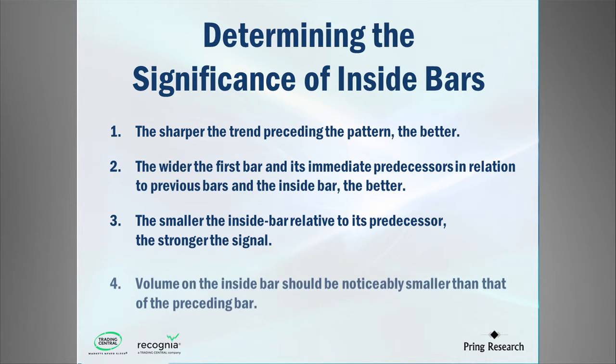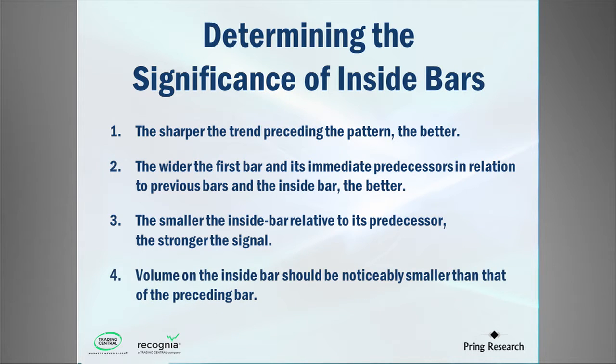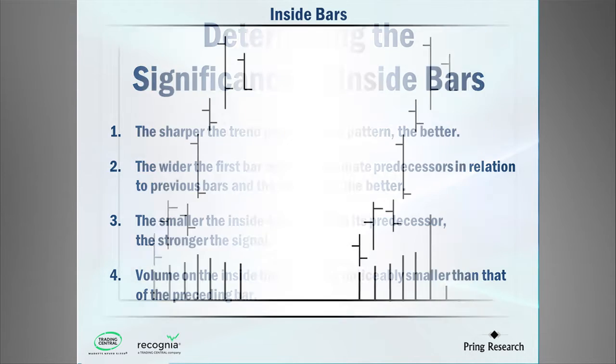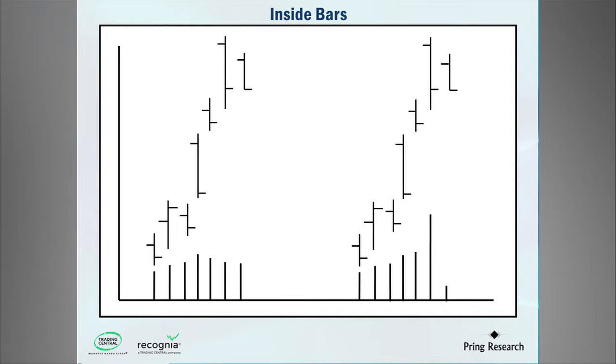Volume on the inside bar should be noticeably smaller than that of the preceding bar, since it indicates a more balanced situation. If we see heavy volume accompanying the bars preceding the inside bars, this indicates great enthusiasm on the part of those pushing the trend. Then, if volume shrinks noticeably, it means that neither party is in control. That's obviously not happening for the inside bar on the left, but certainly a characteristic of the one on the right.